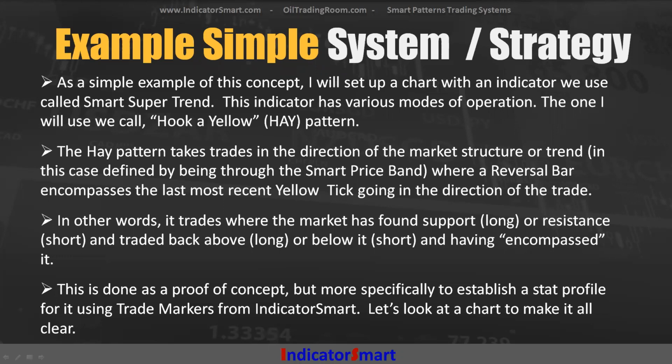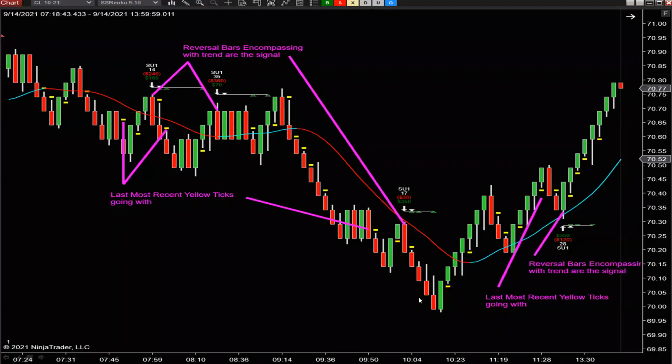So this is the pattern right here. And you'll see the market's coming lower right here, and you see these yellow ticks coming down, a yellow tick right there. When I get a reversal bar that encompasses that, in other words, if I drew that yellow tick going across, this bar trades on both sides of it. There's a reversal bar.